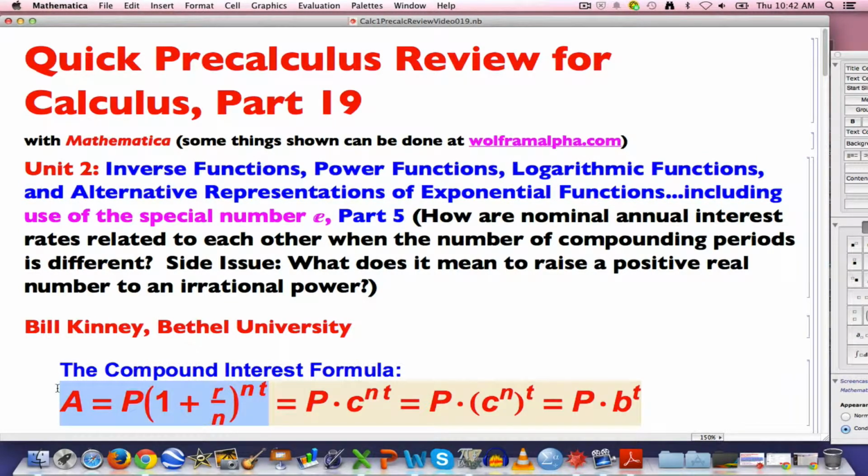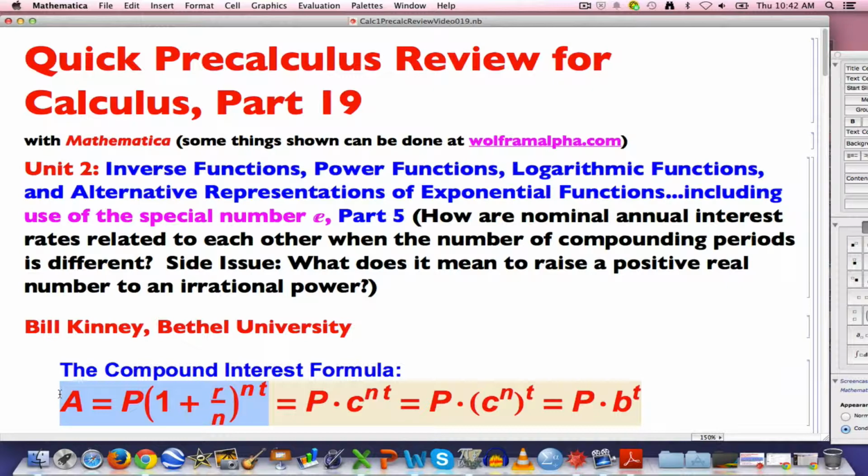In Part 1 of Unit 2 we used this formula to solve a basic compound interest problem. In Parts 2 and 3 we thought of A and P as being variables, defining A as a function of P. We treated the r, n, and t as being constants. We took r to be 8% or 0.08, n to be 4, quarterly compounding, and t to be 10 years that you leave your money in there.